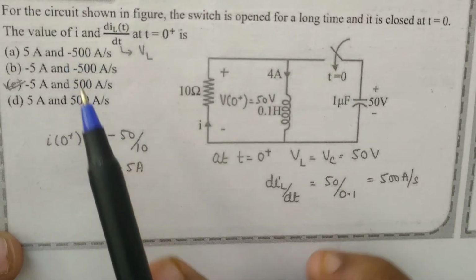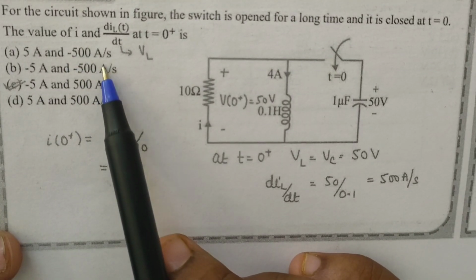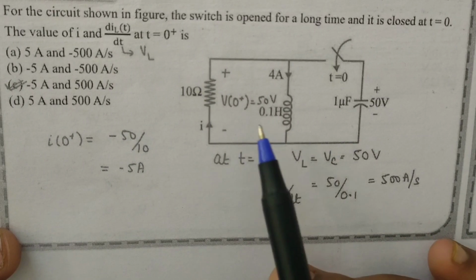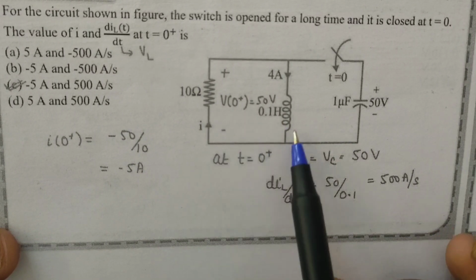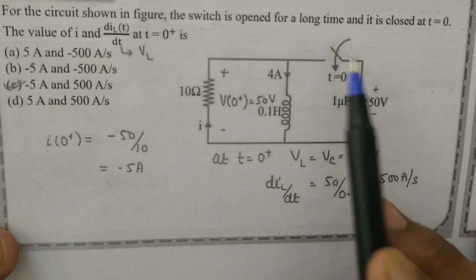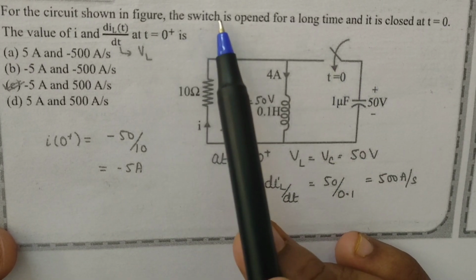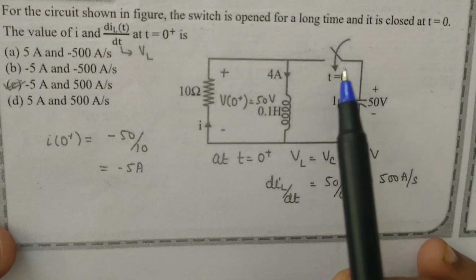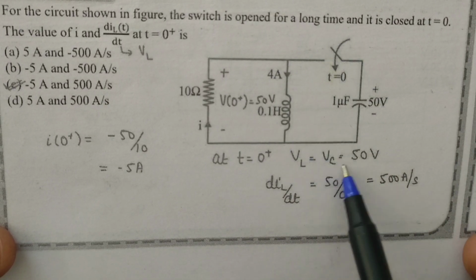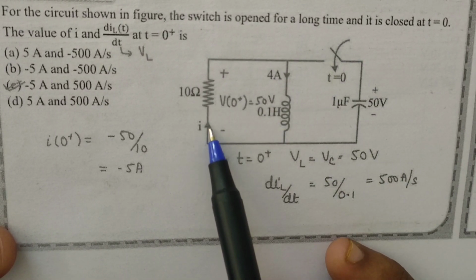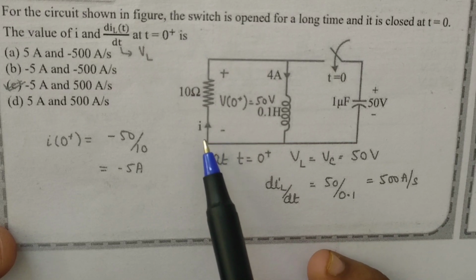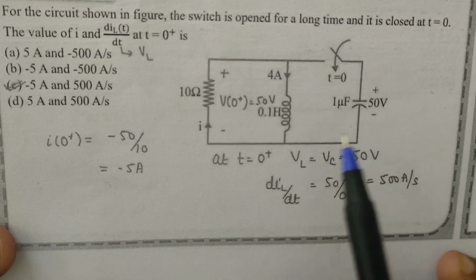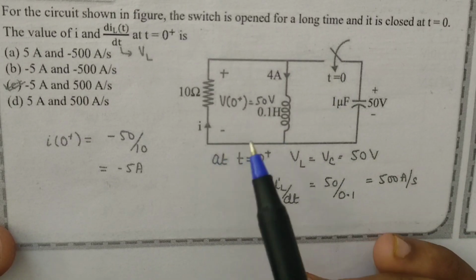In this question, he is asking to find the value of current I and the rate of change of inductor current at t equals 0. Here we have a parallel RLC circuit with a switch open. He is saying that the switch is open for a long time. Initial conditions: as the switch is open for a long time, this will become redundant and I of 0 minus will be 0.